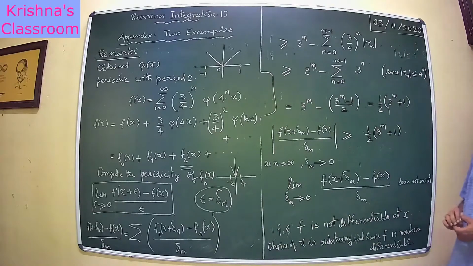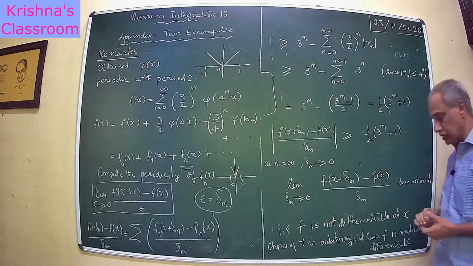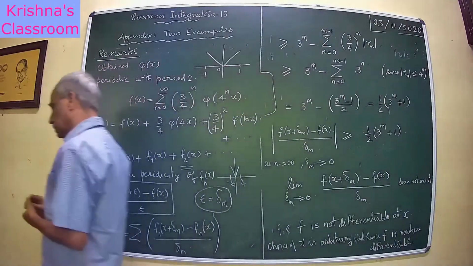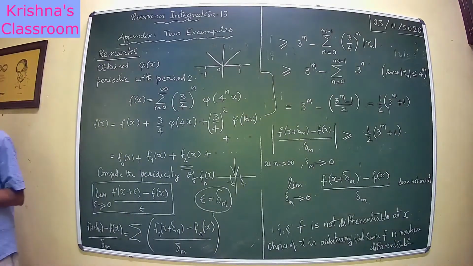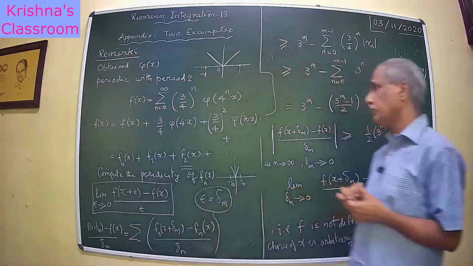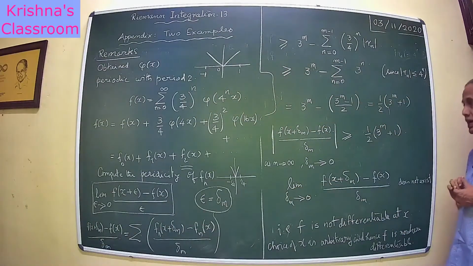So what we are looking at is the example of a real valued function that is continuous everywhere, but nowhere differentiable. Let us recall the construction. The first few parts will go very, very quickly.